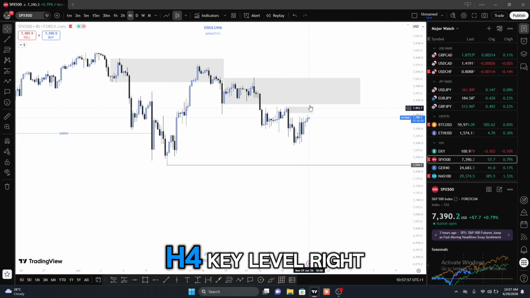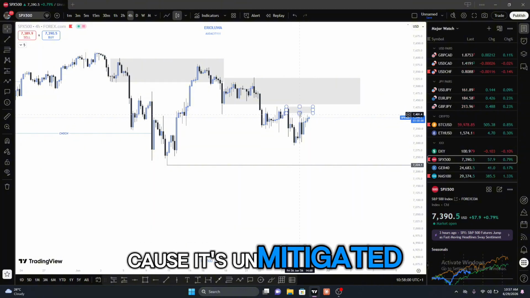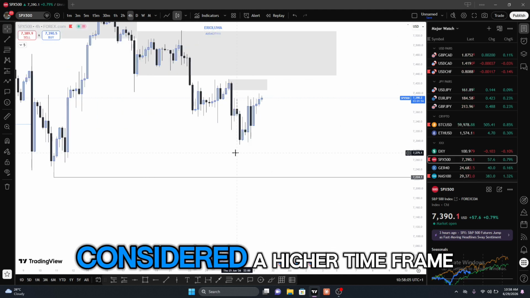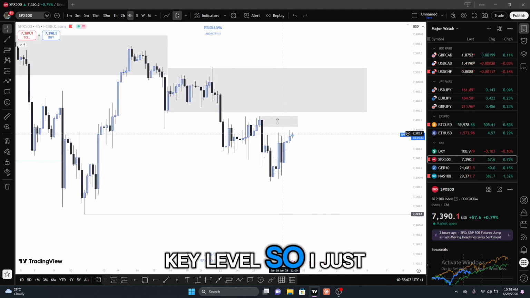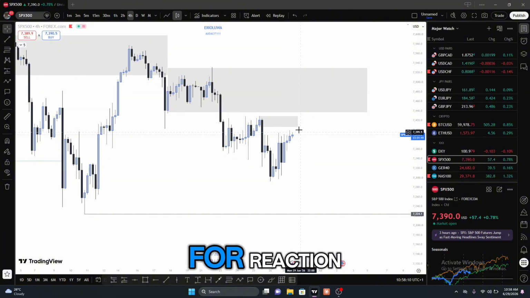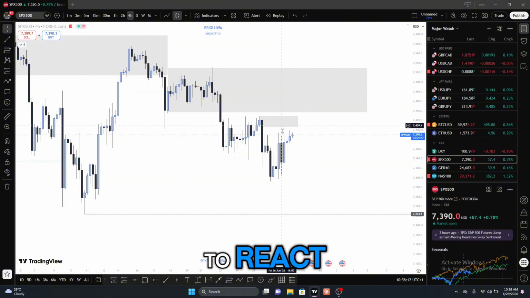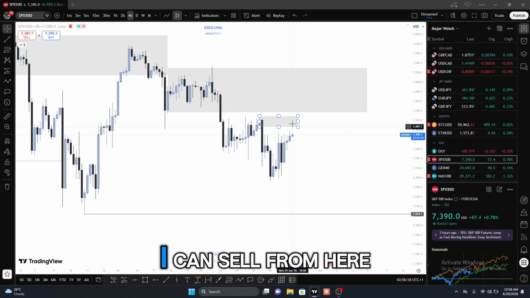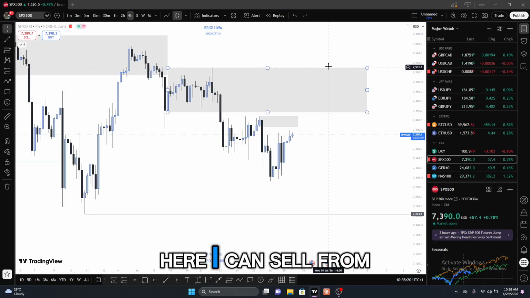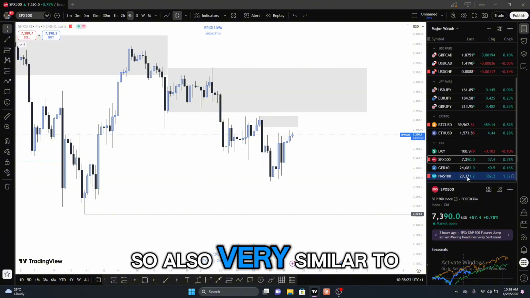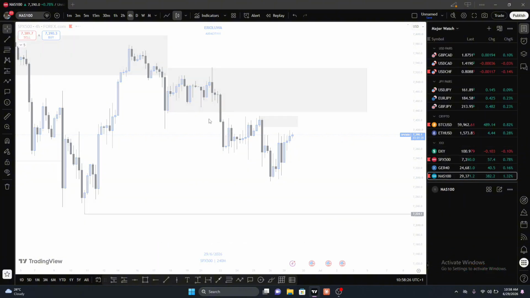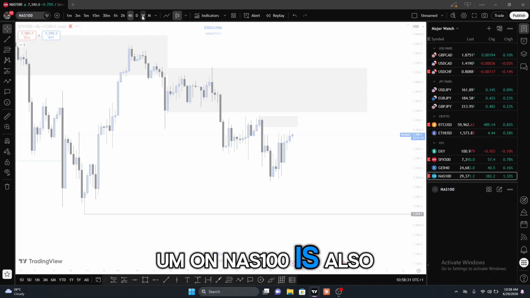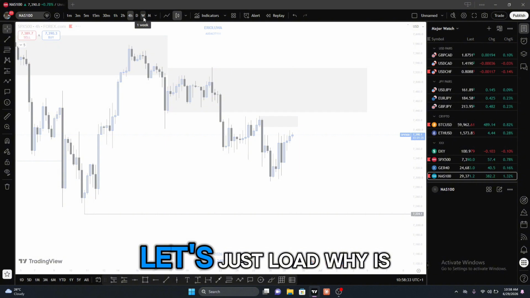So I also marked this 4-hour key level, right? Because it's unmitigated and we also have liquidity sitting below it. And 4 hour is also considered a higher time frame key level. So I just marked it out. So basically I'll be waiting for reaction, see how price is going to react when it taps into this zone. If it gives a confirmation, I can sell from here. So also very similar to NAS100. On NAS100 it is also very similar with this node.